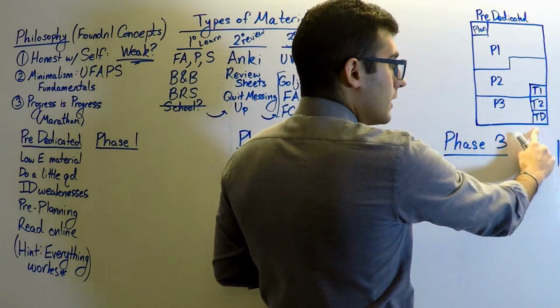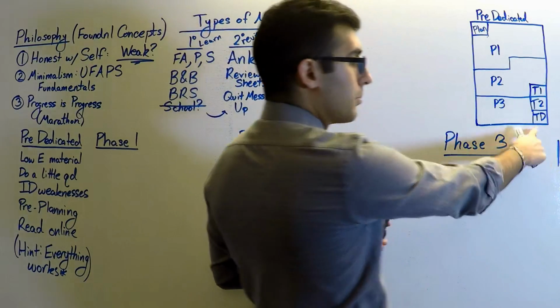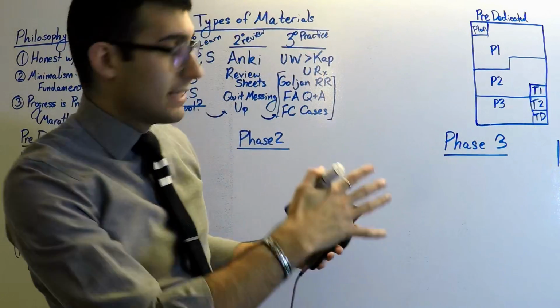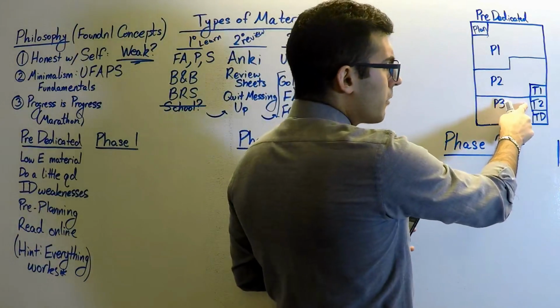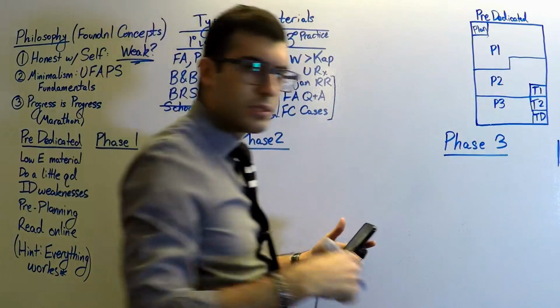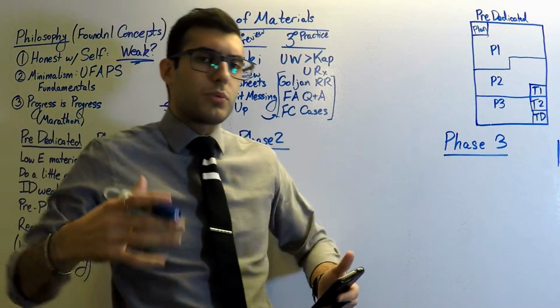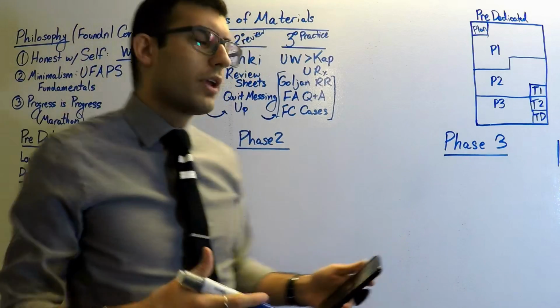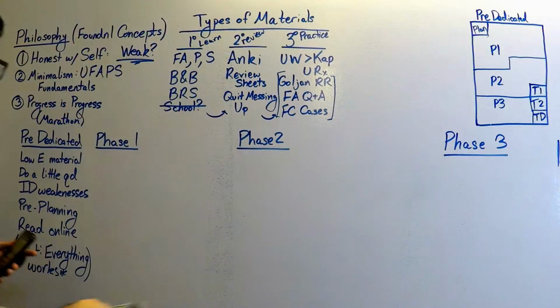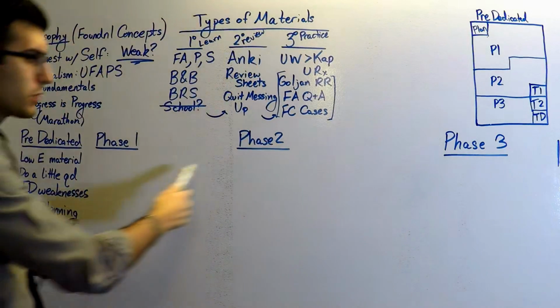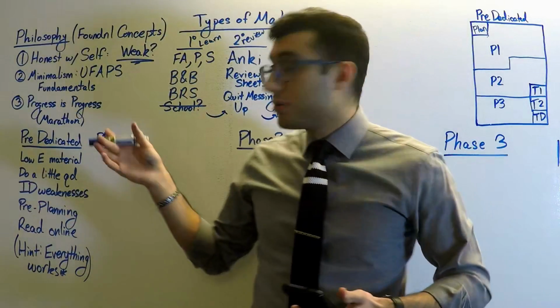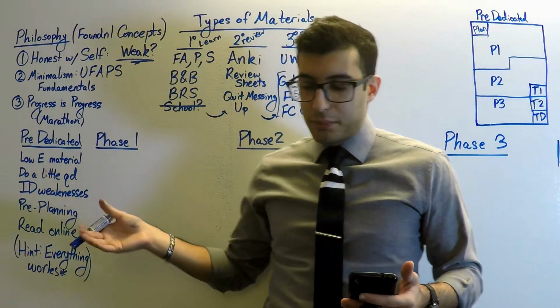Then there's this very last ominous box here. That's test day. That's TD. And above that are T1 and T2. That's test 1 and test 2, and I'll talk about those when I'm in that section of this video. And then I've broken up the board into just a few sections: the pre-dedicated period, phase 1, phase 2, and phase 3. So let's talk about this pre-dedicated period.